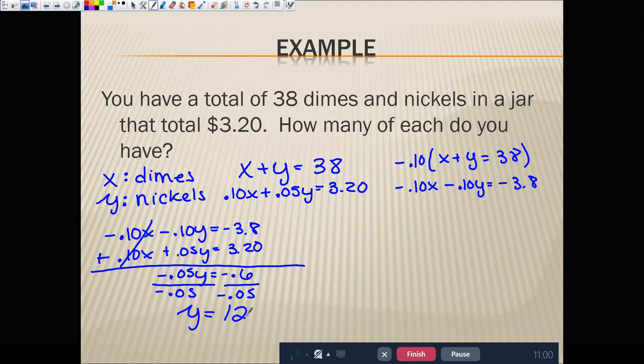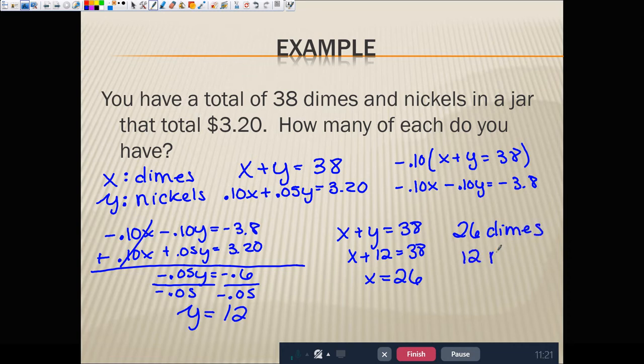So now I know y, I can find x, and substitute it into my original equation. x plus y equals 38. So x plus 12 equals 38. Subtract 12, and x will equal 26. So that means I'm going to have 26 dimes and 12 nickels.